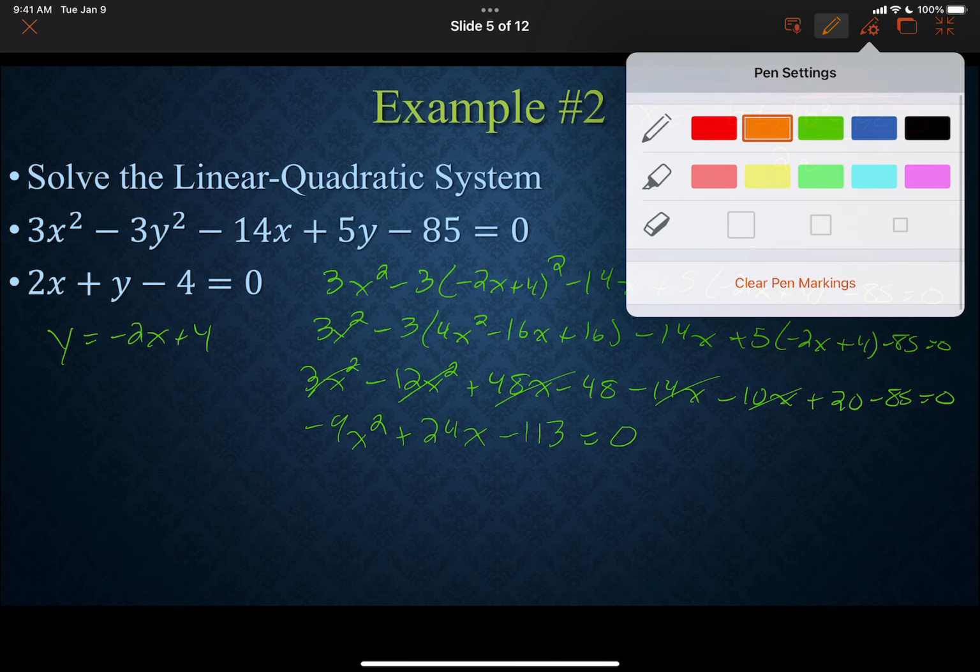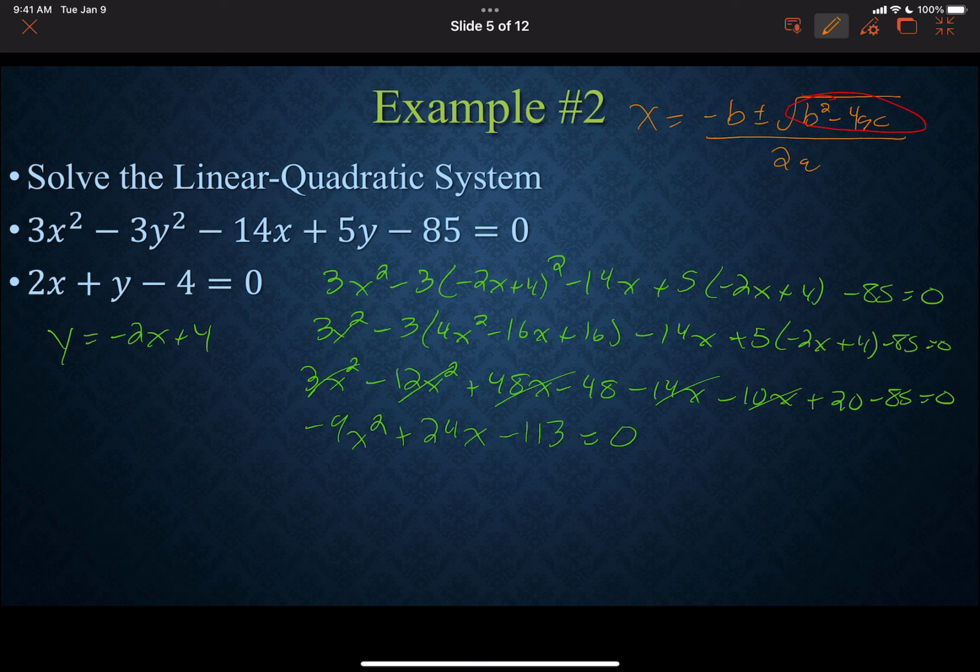So if we were to calculate our discriminant for this equation, and if that comes out to be negative, then we know that this is a no solution because it creates imaginary answers. So our discriminant, b squared minus 4ac, would be 24 squared minus 4 times negative 9 times negative 113.